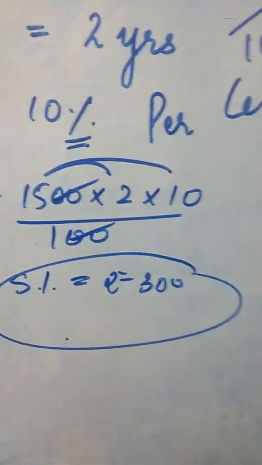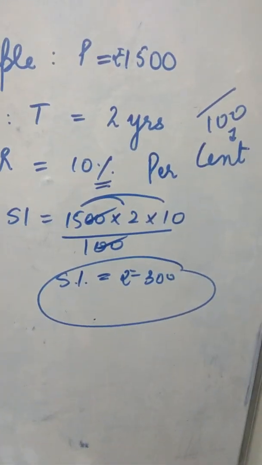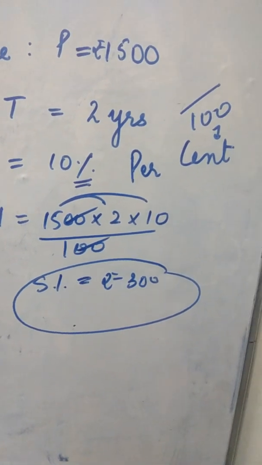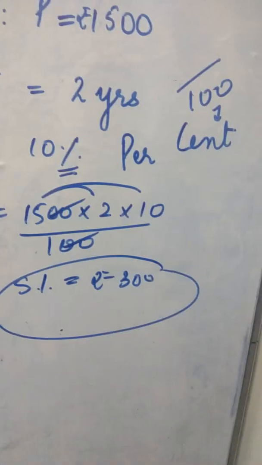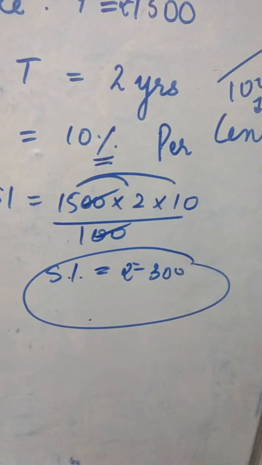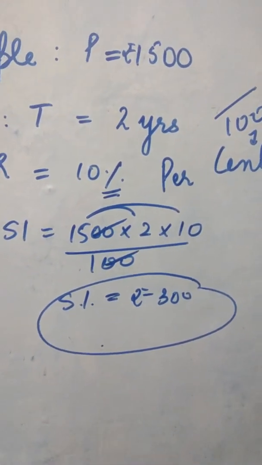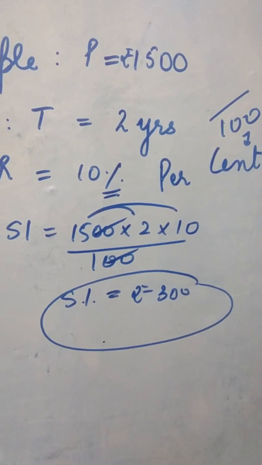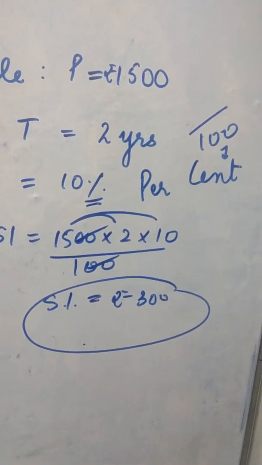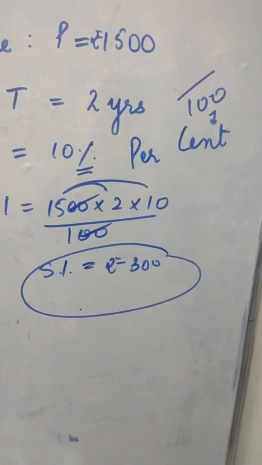Now, what is the amount? Well, as explained earlier, amount is equal to SI plus principal. That means PTR by 100 plus P, that is principal. So, over here the amount is 300 plus 1500, that is 1800 rupees.